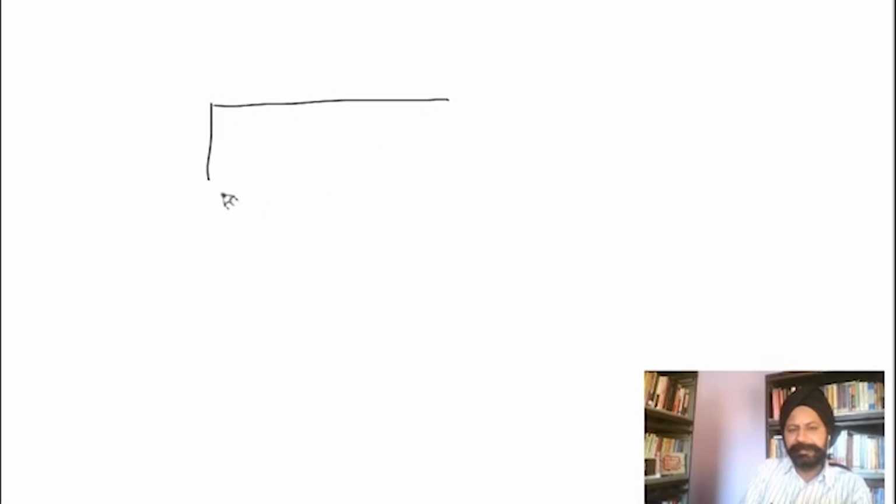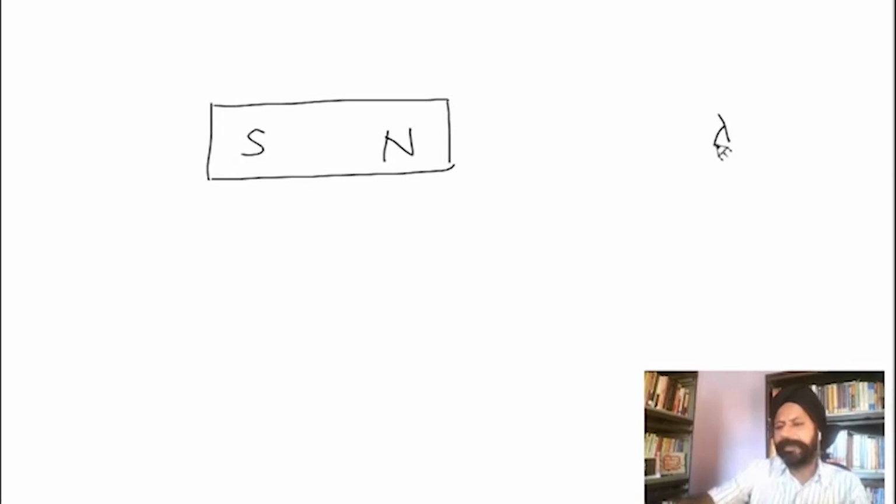So let's say there is a huge magnet here, huge magnet, and this is the North Pole and this is the South Pole, and let's say there is a pin here, an iron pin.